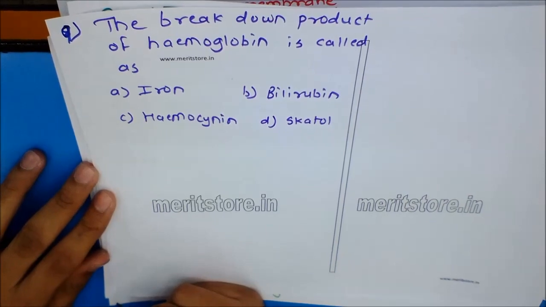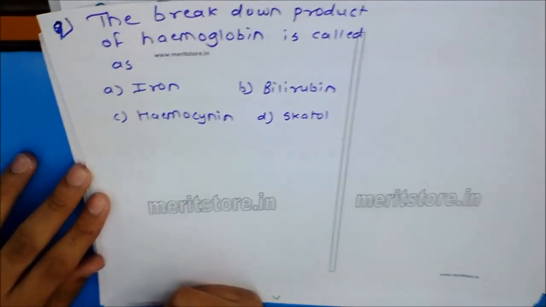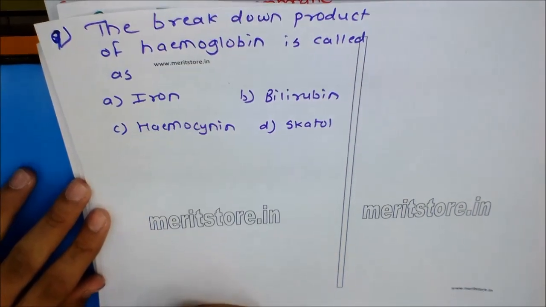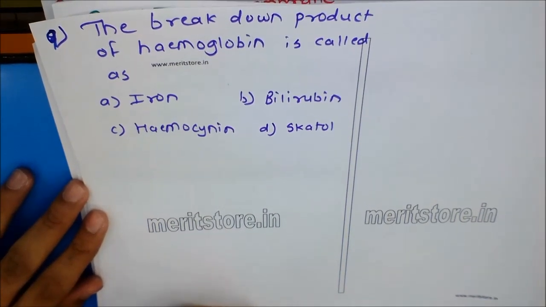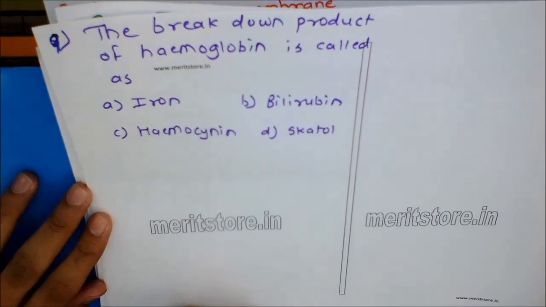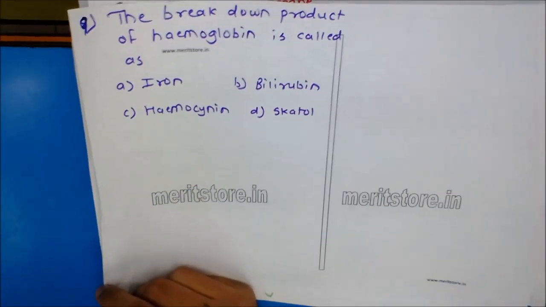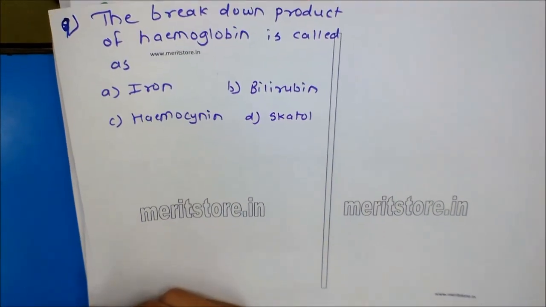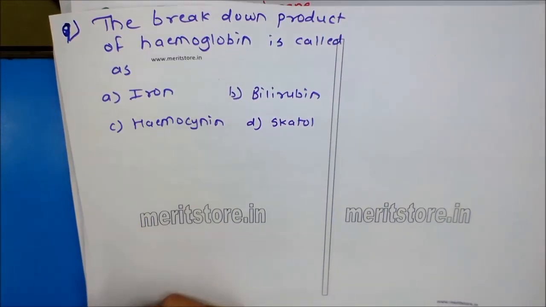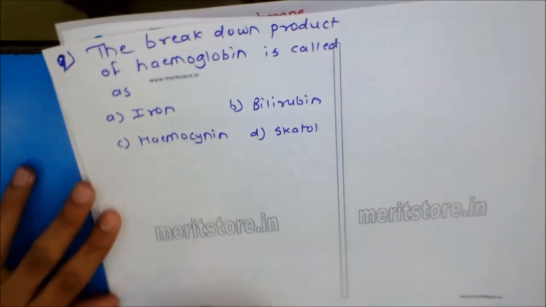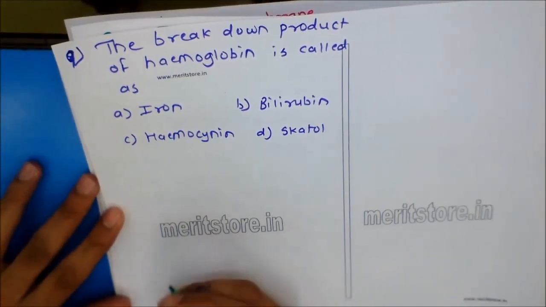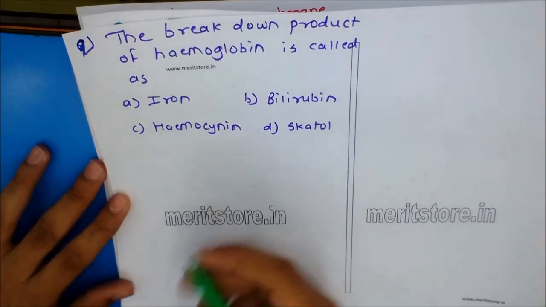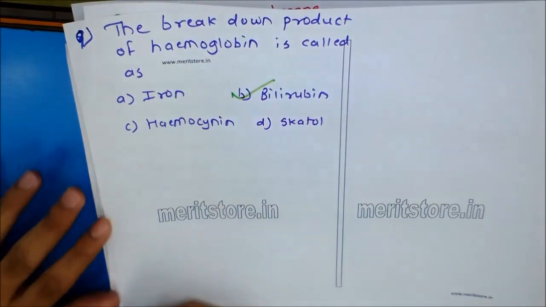Next question is, the breakdown product of hemoglobin is called as option A, iron, option B, bilirubin, option C, hemocyanin, and option D, scatal. Bilirubin is an orange pigment that is one of the end products of hemoglobin breakdown in the hepatocyte and is excreted as a waste material in bile. Iron is a metal, while hemocyanin and scatal are not a product of hemoglobin breakdown. So the answer to this question is option B.